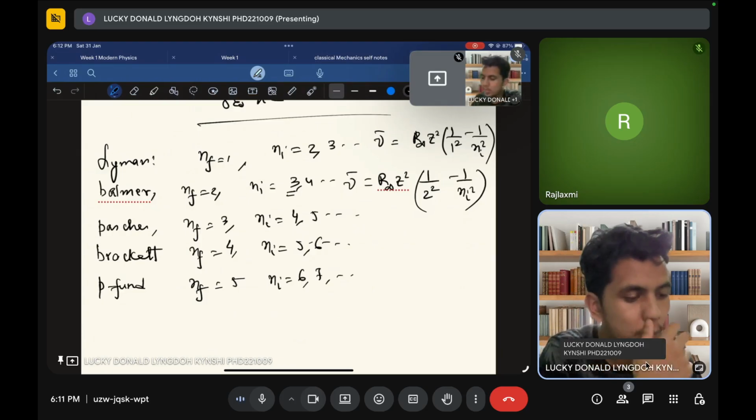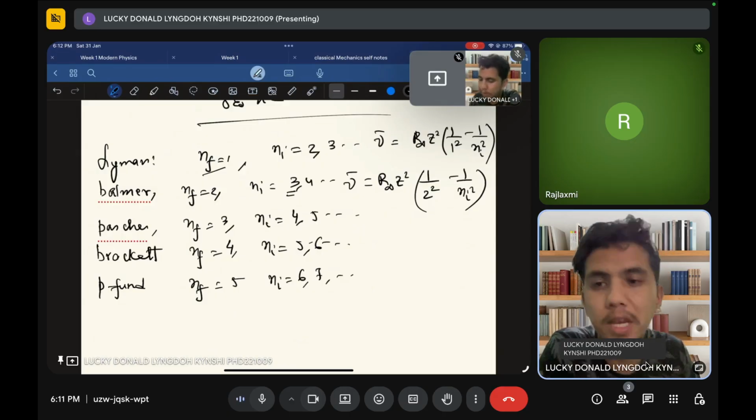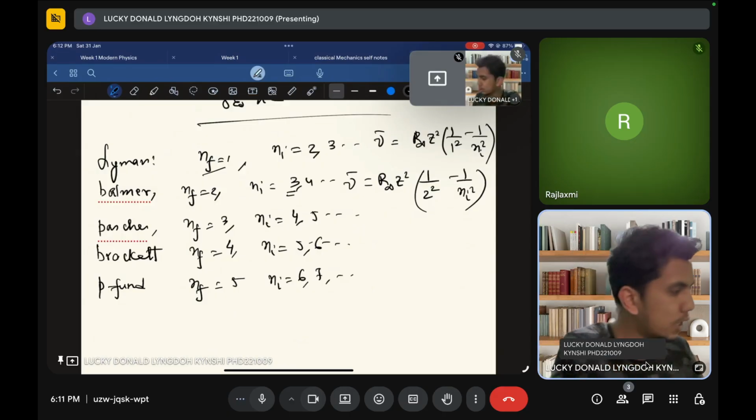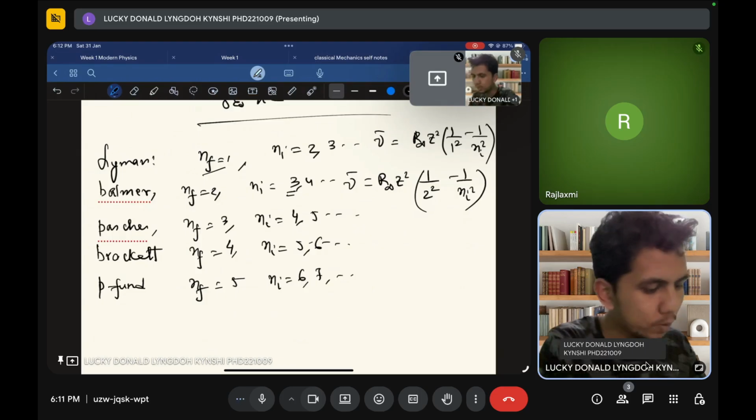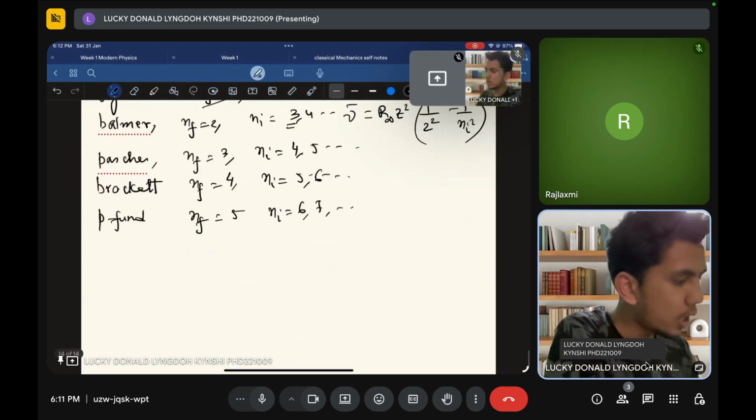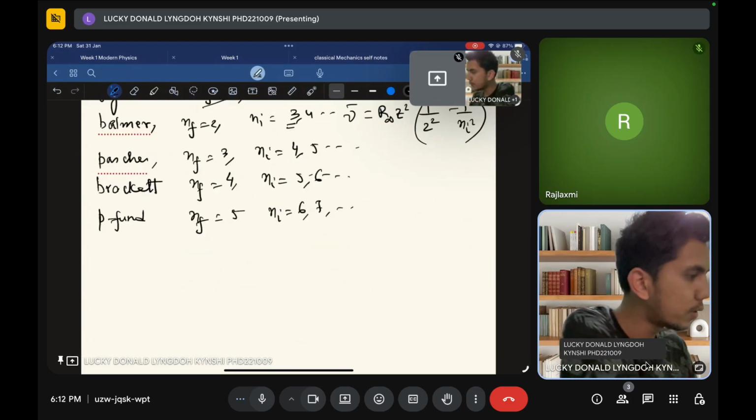Why? It's because what is fixed is your final state. For Lyman, nf is equal to 1, for Balmer, nf is equal to 2, for Paschen, nf is equal to 3, Brackett, nf is equal to 4, and Pfund nf is equal to 5. So now we will solve the problems. That is question number 2 of your assignments.